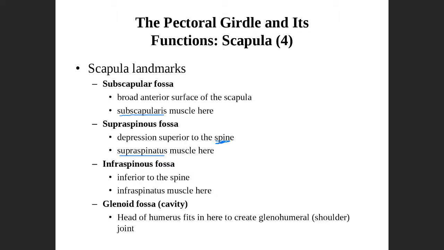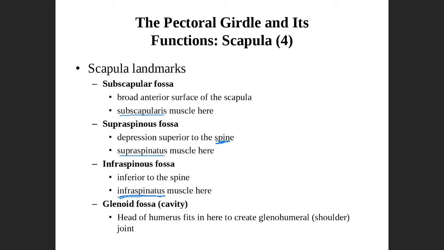Below the spine of the scapula, still on the back, we have another depression there, and that's the infraspinous fossa because it's below the spine of the scapula. The muscle that sits there is called infraspinatus. And that's another rotator cuff muscle. So 3 out of the 4 rotator cuff muscles are immediately associated here with the scapula.